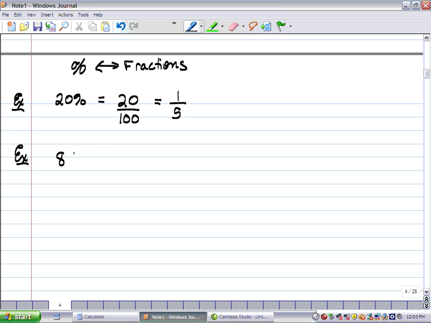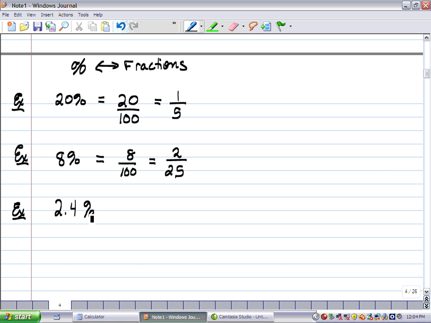I have 8%. That would be 8 out of 100. They have a common factor of 4. So 8 divided by 4 is 2, and 100 divided by 4 is 25. So I have the reduced fraction. Suppose we have more than, let's see, I can use 2.4.